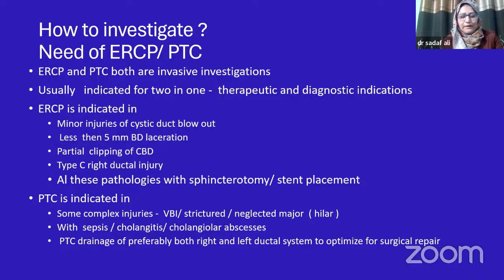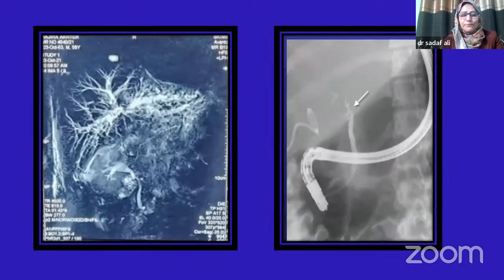PTC may be indicated in some complex injuries where the injury has been neglected for some time. When there is sepsis, cholangitis, and intra-abdominal abscesses, it is preferable to drain both systems if you want to optimize the patient for surgical repair. Coming to the differences of ERCP and MRCP, if you think about diagnostics with ERCP, you understand that the bile duct injury is high, but MRCP would show you what is happening in the inner ducts.